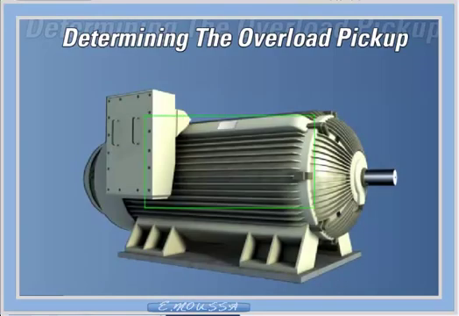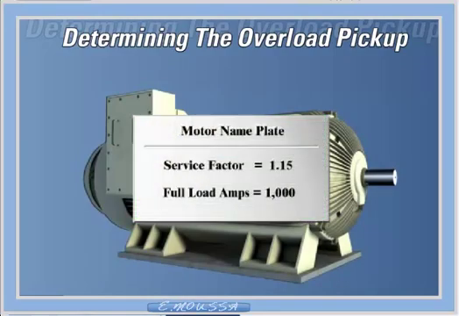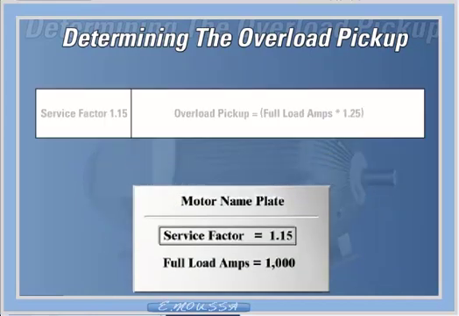Determining the overload pickup. The protection engineer will typically set the overload pickup to 100% of the motor's capability. For motors with a 1.15 service factor, a maximum pickup of 125% of the full load current can be selected, while the maximum pickup for 1.0 service factor motors is 115% of full load current.